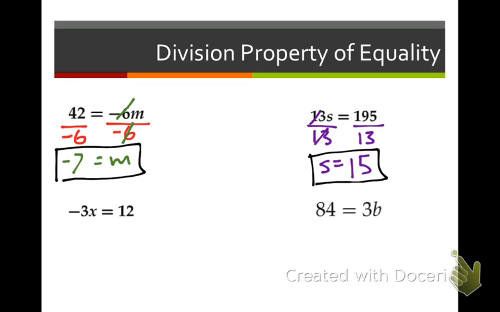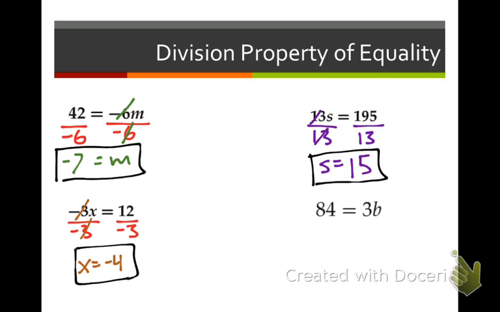Okay, now finally we have, here we're going to solve for x, so we have to get rid of that -3. So, in order to get rid of it, we're going to divide, and divide the other side by -3. The -3 goes away, so I'm left with x equals, and here, 12 divided by -3 is equal to -4. Alright, and that is my answer.